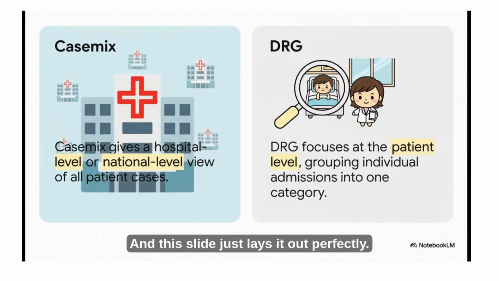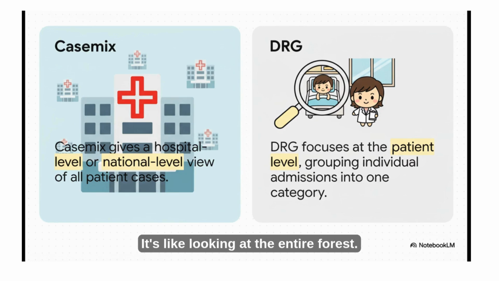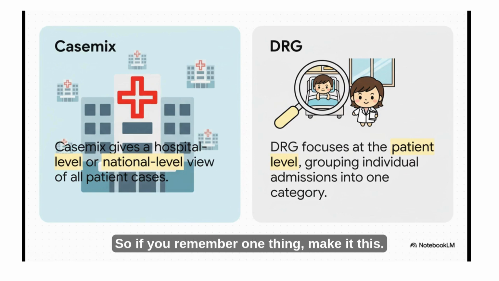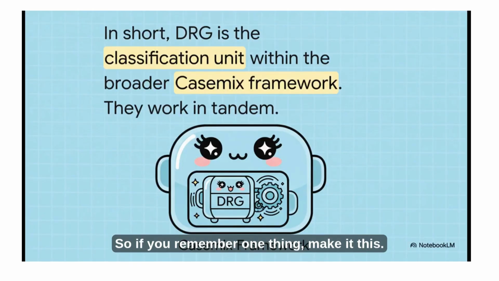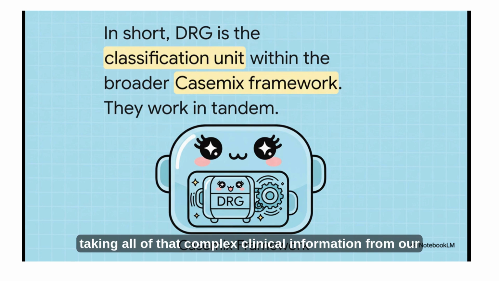And this slide just lays it out perfectly. Look at the scope. Casemix gives you that massive, high-level view, the whole hospital or even the whole country. It's like looking at the entire forest. But the DRG, that zooms right into the individual patient. It's the single tree, grouping each person's admission into one specific, neat category. So if you remember one thing, make it this. The DRG is the engine that makes the whole Casemix system run. It's the part that does all of the heavy lifting, taking all of that complex clinical information from our patients and sorting it into these standardized groups.